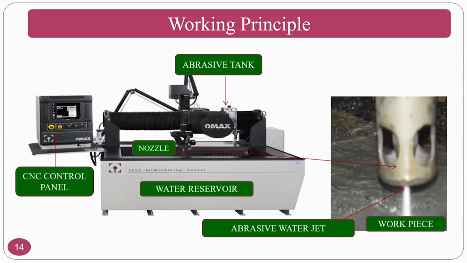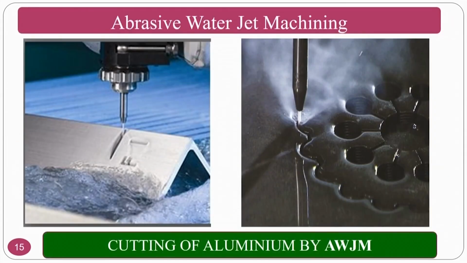The overview of the machine, if you can see here, this is the CNC control panel and this is the abrasive tank. I already said that abrasive tanks are at slightly higher heights, because of which by virtue of gravity the abrasives will move, and highly compressed water will be sent, and both will mix and come. So, you can see here the abrasive water jet is coming out of the nozzle and it will impinge on the workpiece surface.